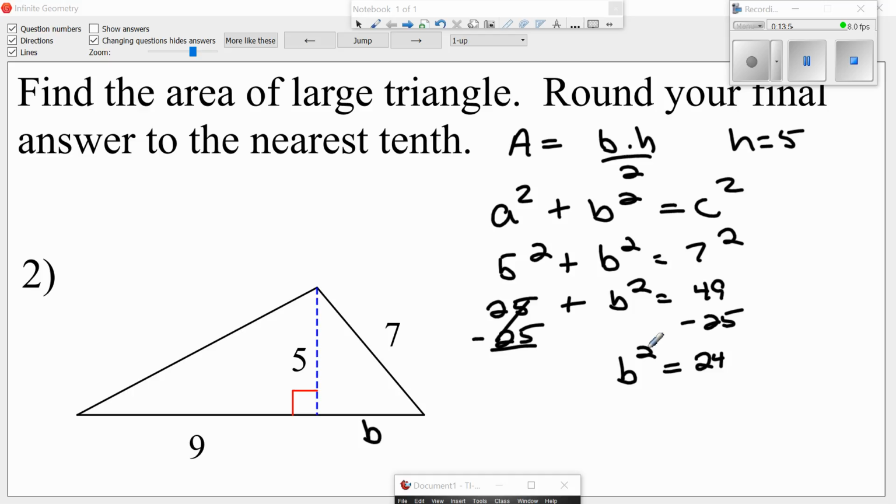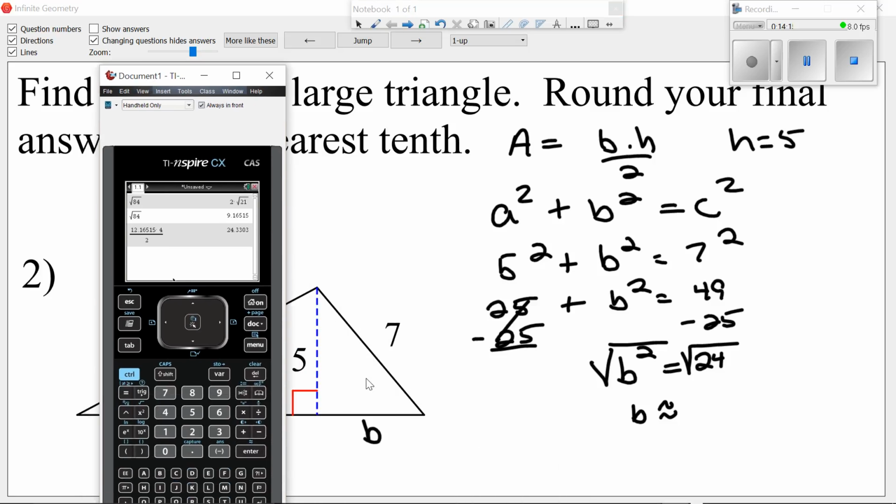Okay, I've got to undo that square by square rooting. Square root here. Square rooting the B squared will just make it equal to B. My fraction answer, my decimal answer is going to be an approximation. So I come over here and find this by doing this. I find the square root of 24 by going control, square root 24, control and enter, and I get an answer of 4.89.